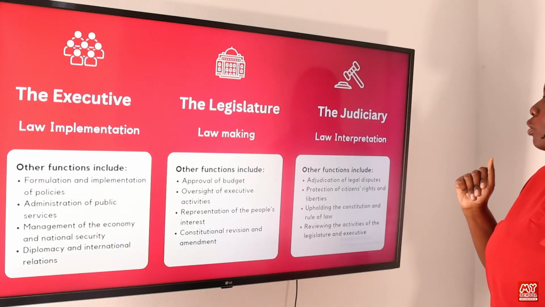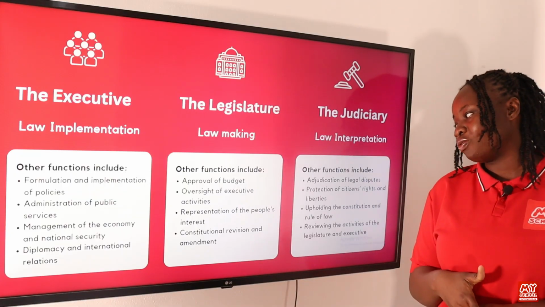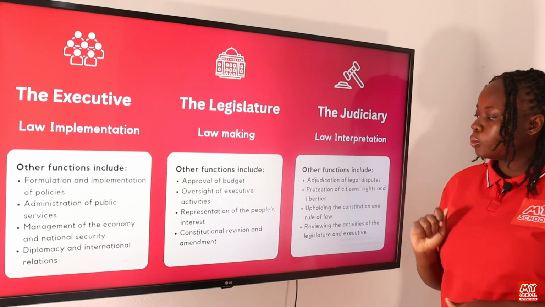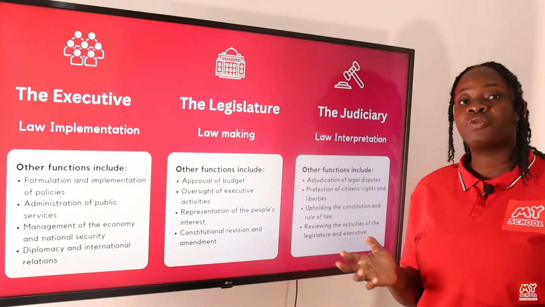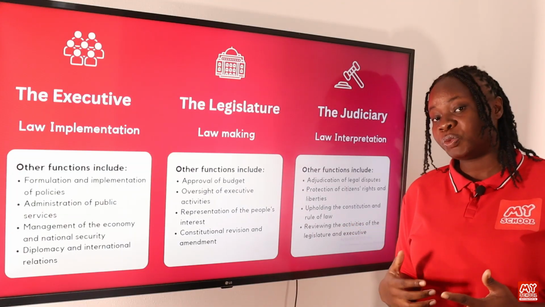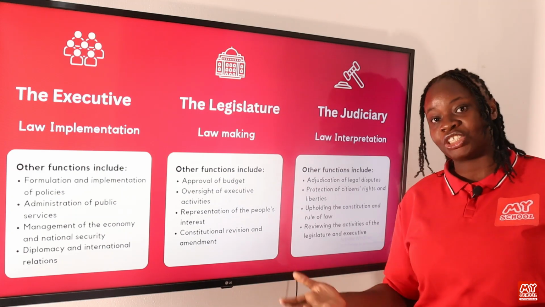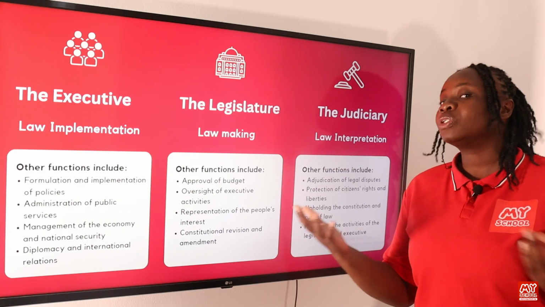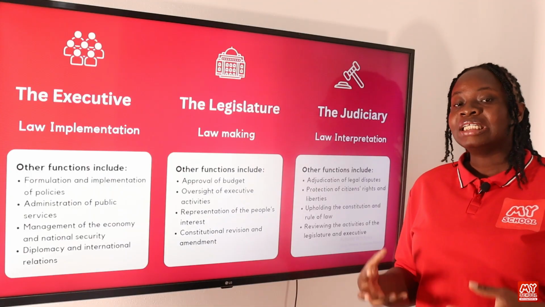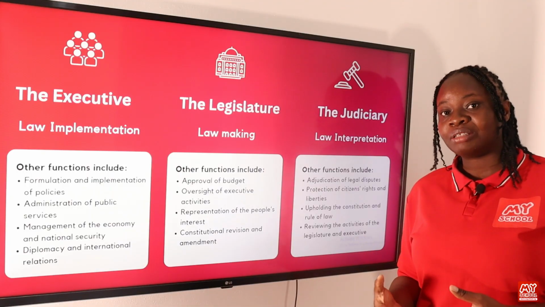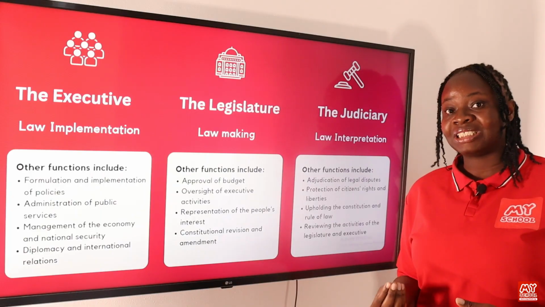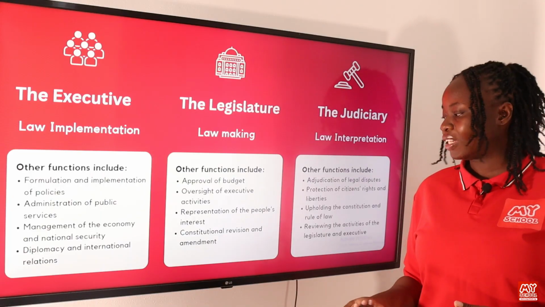Then other functions of the judiciary include the adjudication of legal disputes. So the judiciary is responsible for ensuring that when there is a dispute between two different individuals, between individuals and organizations, between two organizations, between individuals and the government and so on, they are there to stand in the middle and to ensure that judgment is made according to the laws of the land.